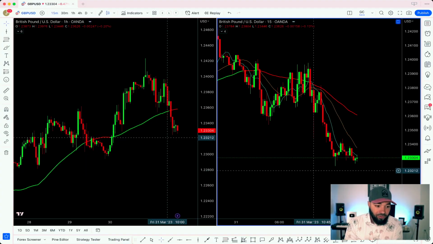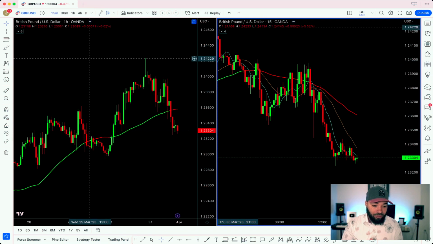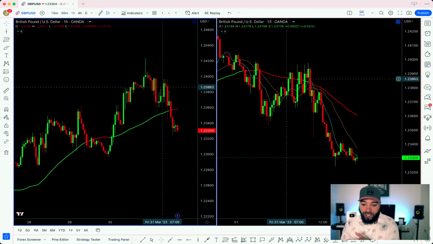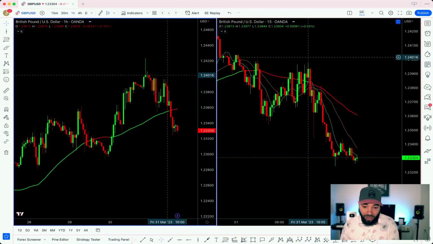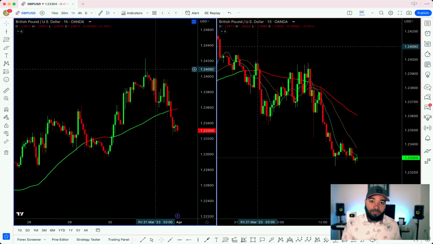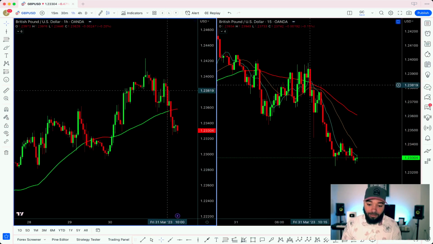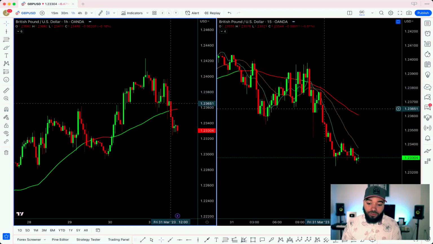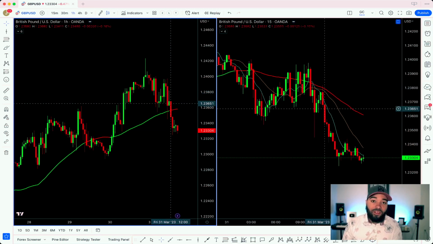All right, guys. So as you can see on my charts, I have GBP USD up. And this is the hour chart. Over here is going to be the 15-minute chart, because I want to show you the setup from the 1 hour, and then I want to show you the entry on a 15-minute. Now, I have two extra moving averages on the 15-minute chart.